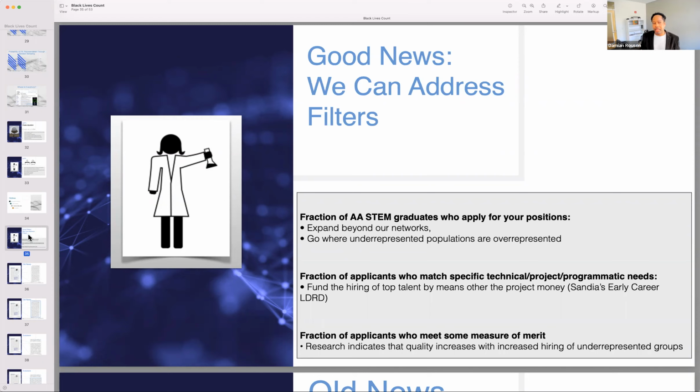And I think that's a really important thing to think about, because if you can't get to that randomly, then ultimately that means you've gotten there deterministically. There are decisions that have been made that brought that setting to that composition. That could be the good news, because if it's deterministic, then hopefully we can solve it. So for example, the fraction of African-American STEM graduates who apply for your positions. One of the things I think we need to do is expand beyond our existing networks. A lot of hiring happens within our professional networks. We send job ads to faculty or other national lab researchers that we know. We oftentimes hire our own postdocs or students.